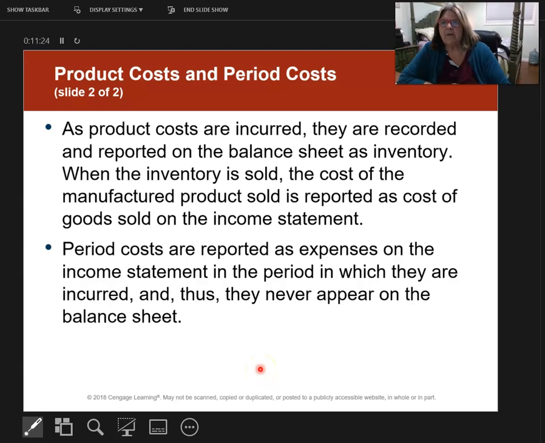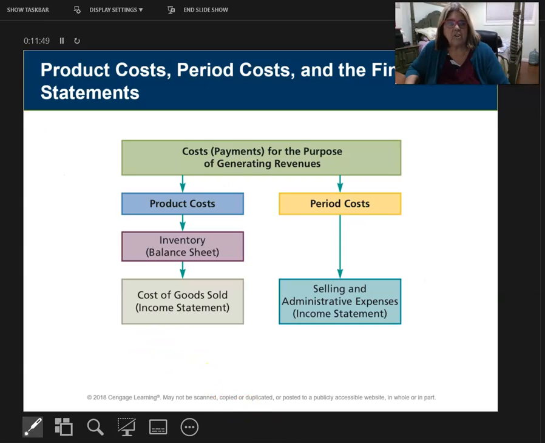I have one more slide before I finish this one. Actually, two more slides. Sorry about that. Product cost, so this is important to know. As product costs are incurred, they're recorded on the balance sheet as inventory because they're material that I'm buying. When I sell them, they become cost of goods manufactured, and then they're put on the income statement. So just pay attention that period costs are only on the income statement as an expense, and they never appear on the balance sheet. So I'm almost done with this section.